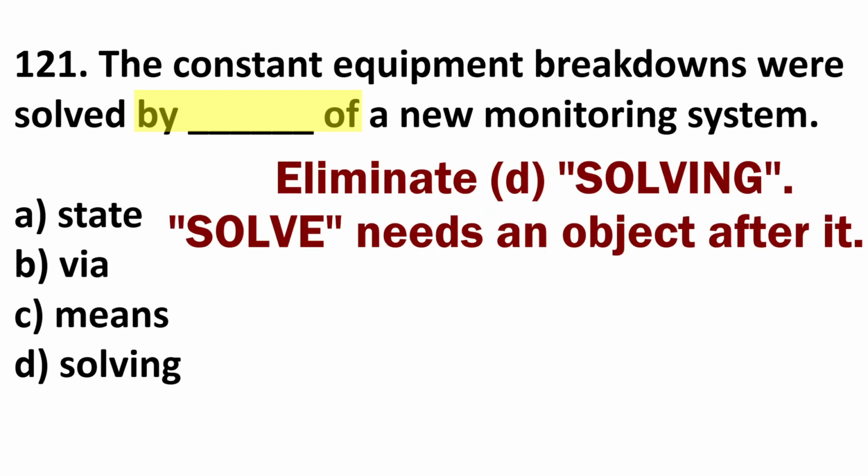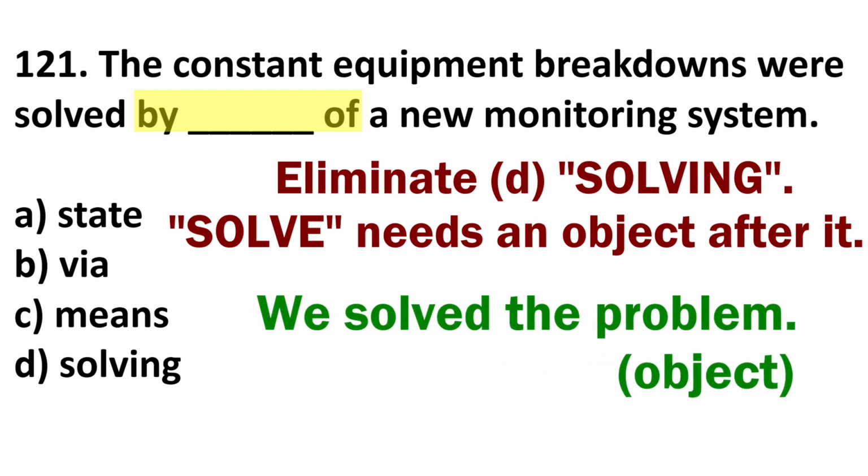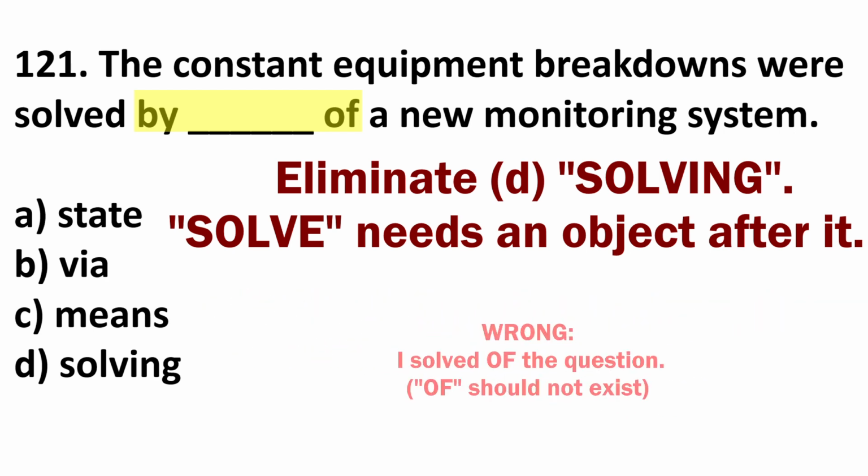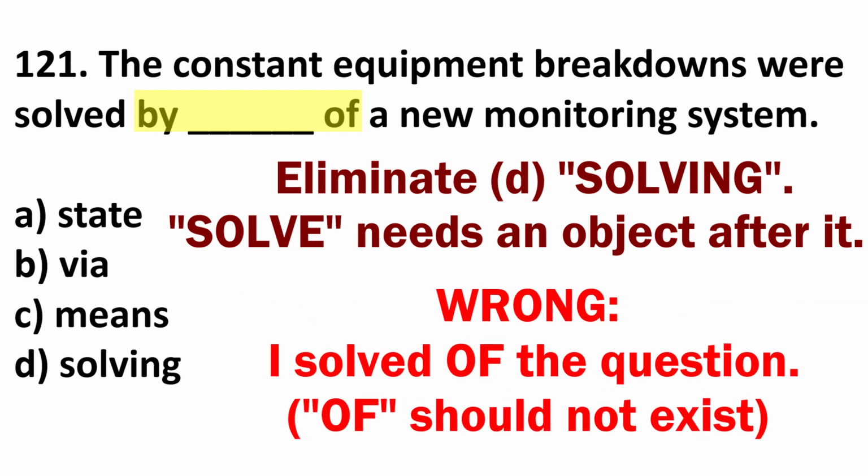First, eliminate D. When you use solve, you need an object after it, not a preposition. For example, we solved the problem. The problem is the object. Or she impressed her professor by solving the difficult question. The difficult question, there's your object. It is strange to say I solved of the question. So because of, we will not use solving.